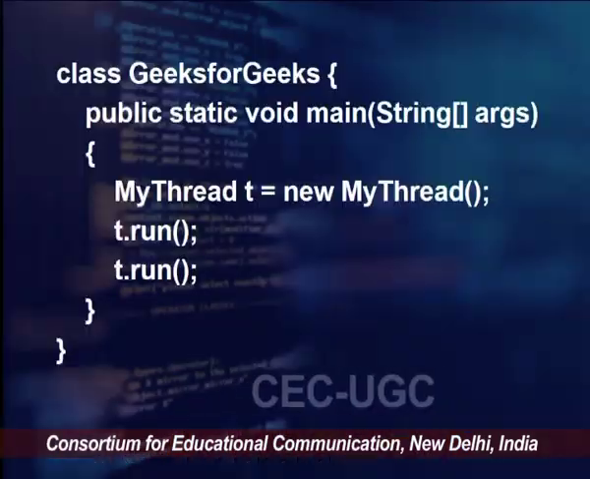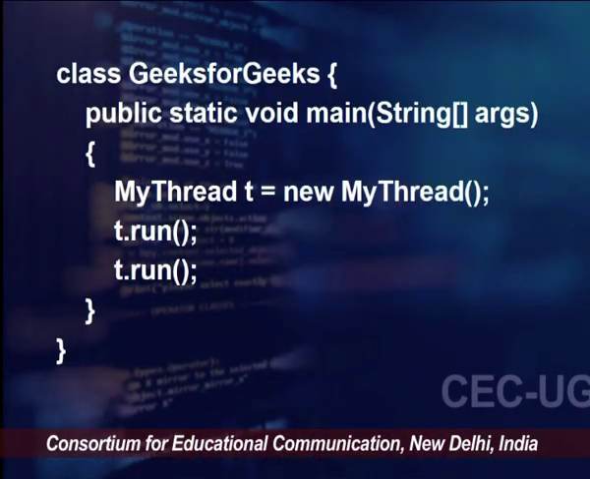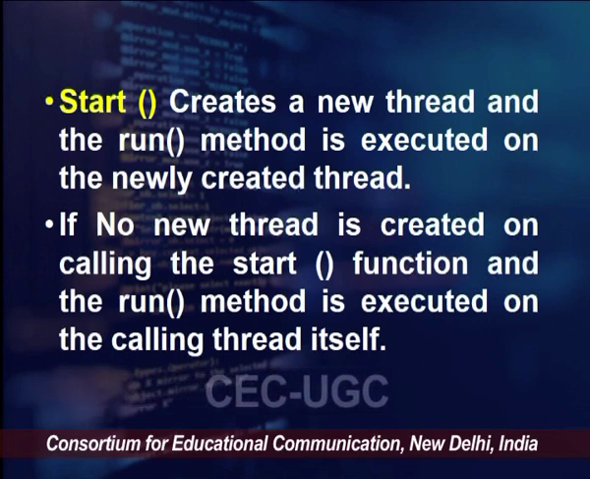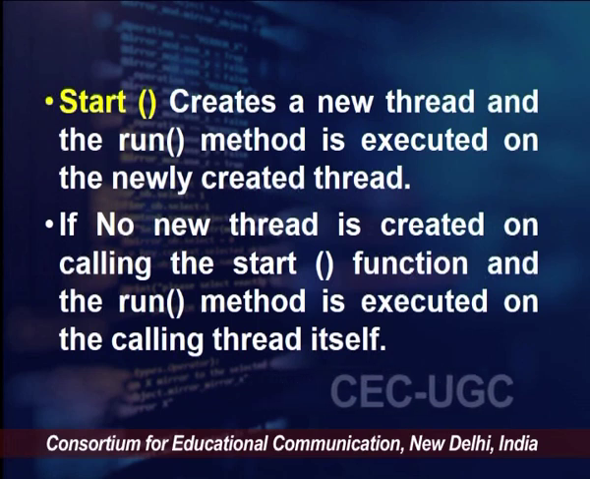The next difference is that the run method can be used twice or multiple times. If we use start and run together, start creates a new thread, and the run method is executed on that newly created thread. If no new thread is created by calling the start function, the run method is executed on the calling thread itself. That difference we have also seen with the help of a program.